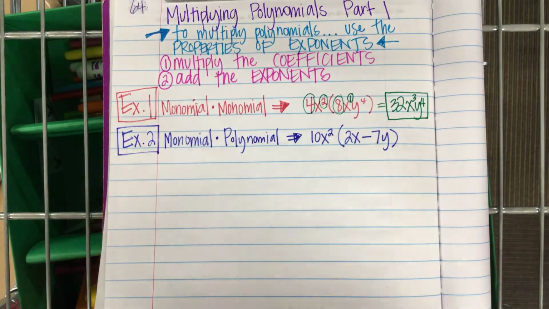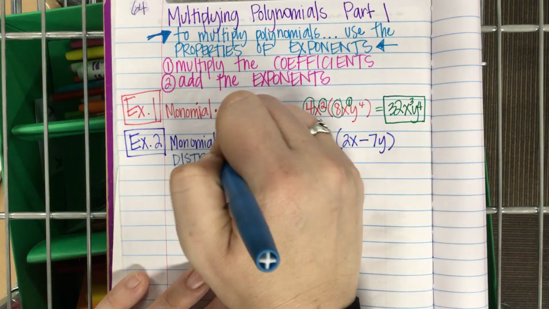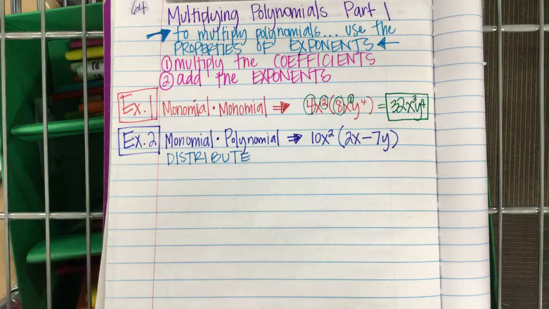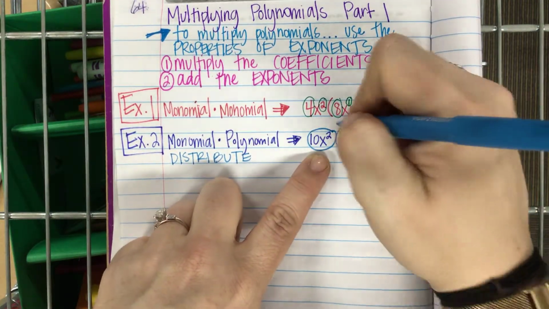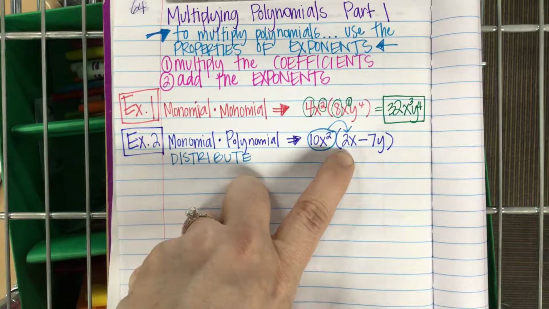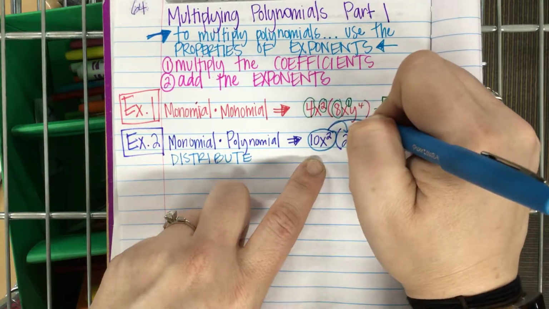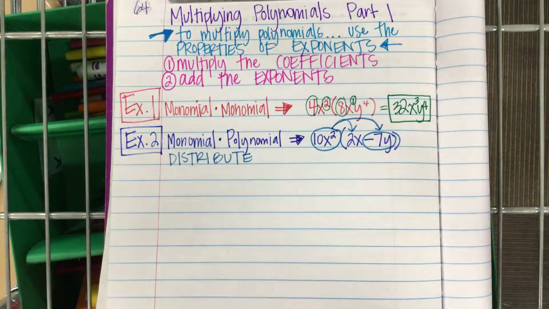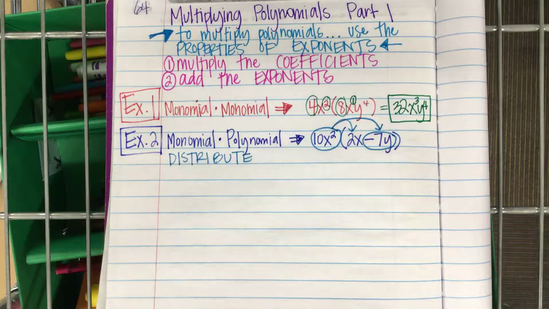What do we have to do to this problem? What's our trick? What's our strategy? Distribute. We just distribute. Meaning I take 10x squared and distribute it to the 2x. Then I go back to that 10x squared, and what do I distribute it to the second time? Negative 7y. The minus belongs to the 7. So 10x squared times the binomial, the quantity 2x minus 7y.